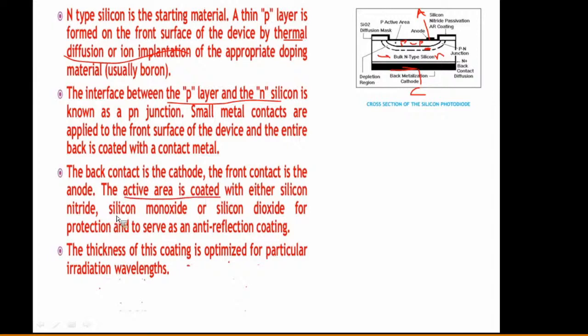The active area is coated with either silicon nitride, silicon monoxide or silicon oxide for protection and to serve as an anti-reflective coating. Now, what is the purpose of silicon nitride and all those things? It is to protect the device. This we can see in later classes. The thickness of this coating is optimized for particular irradiation wavelengths. What is the thickness of this? It is given by the particular wavelengths. What is the wavelength of the device depends on which material you are selecting. That depends upon the particular wavelengths.